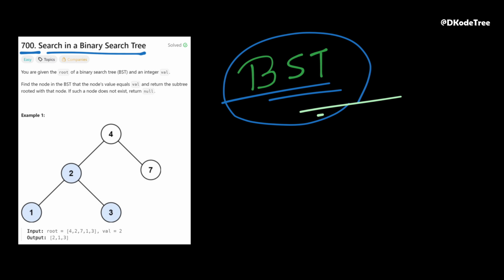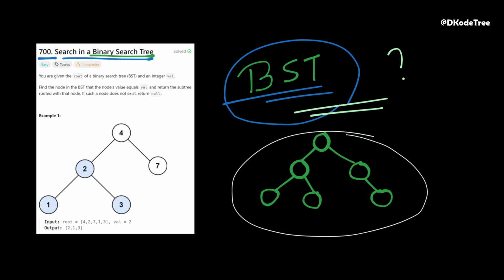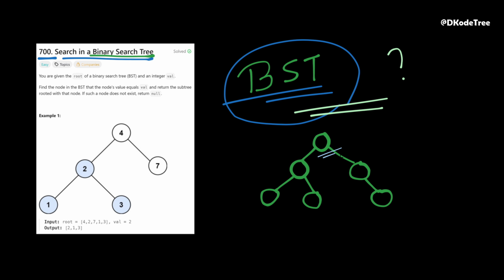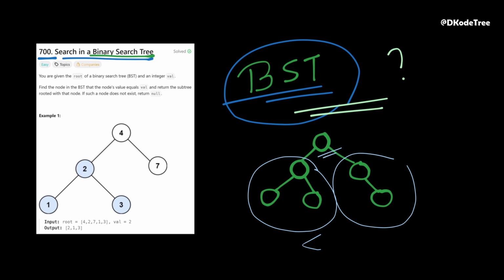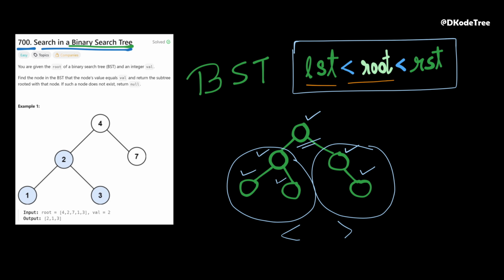So before we jump into the solution, let's quickly understand what a BST actually is. A BST, or binary search tree, is a special kind of binary tree that follows this simple rule. Given a root node, all the nodes in the left subtree are less than the value of the root, and all the nodes in the right subtree are greater than the value of the root. And this property holds true for every node in the binary search tree. In simple terms, you can remember the BST property as: left subtree less than root less than right subtree.